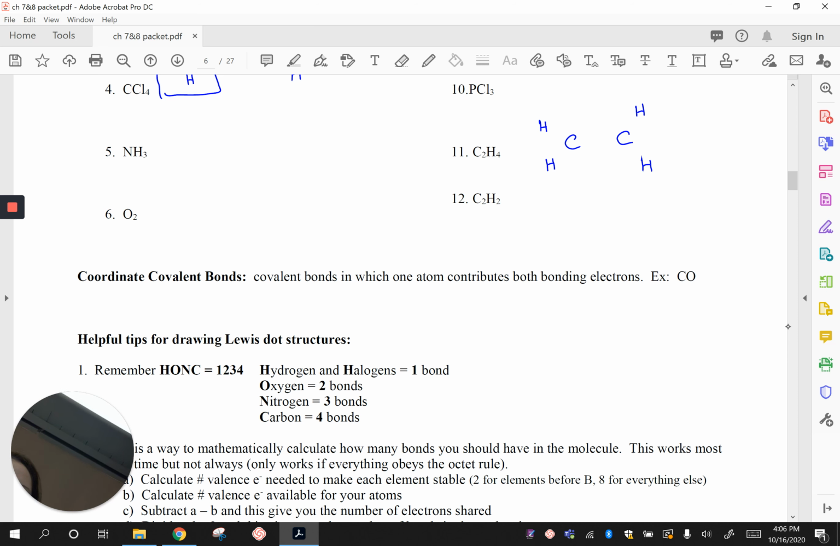I'm going to then put my valence electrons, so each hydrogen has 1. Carbon each has 4.